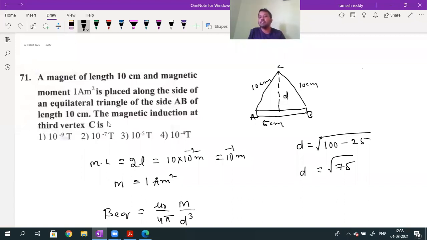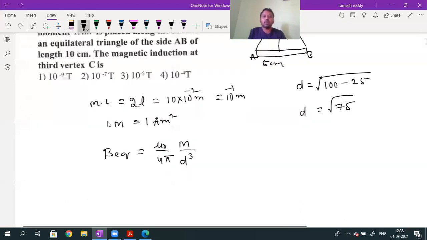Now we want to calculate magnetic field induction on equatorial line. On equatorial line, magnetic field induction value will be given by mu naught by 4 pi value.